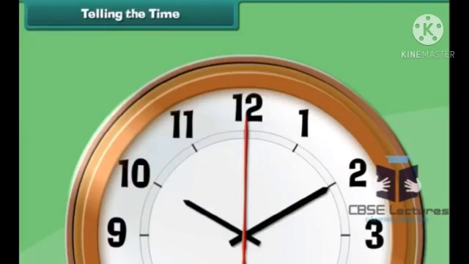Okay, now look at the screen. Here's a clock. Here the minute hand and the hour hand are read differently. To know the position of the hour hand, we read the numbers on the face of the clock, 1 to 12. To know the position of the minute hand, we read the smaller divisions. Do you understand?